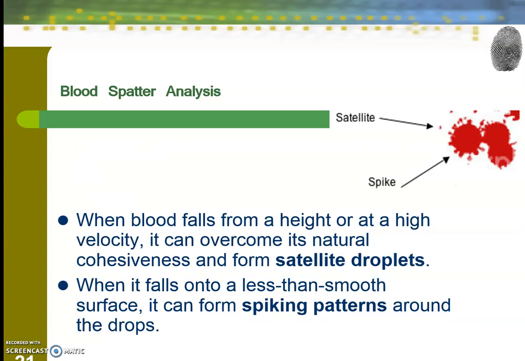When blood falls at different heights or at a certain speed, it can cause natural cohesiveness. Cohesiveness means it's trying to stay together, and that can create a satellite droplet. So when you look at this image on the top right-hand portion of the slide, you can notice the satellite is outside of the actual blood droplet. Then we're talking here about a spiking pattern. That is where it is still connected to the original blood droplet, but it comes out to the side of it, kind of spikes out.